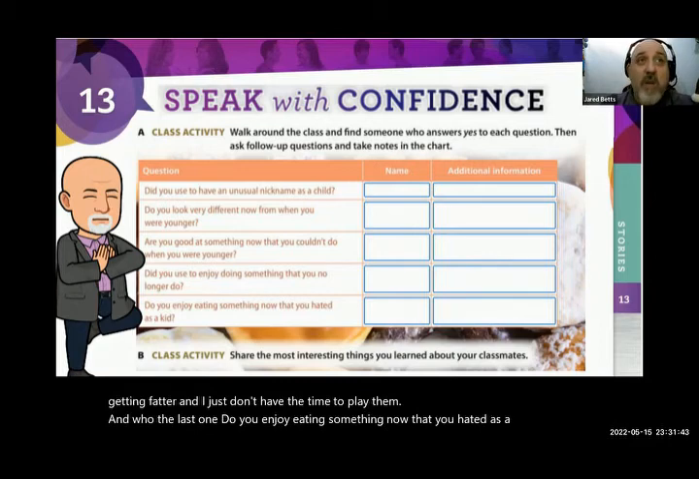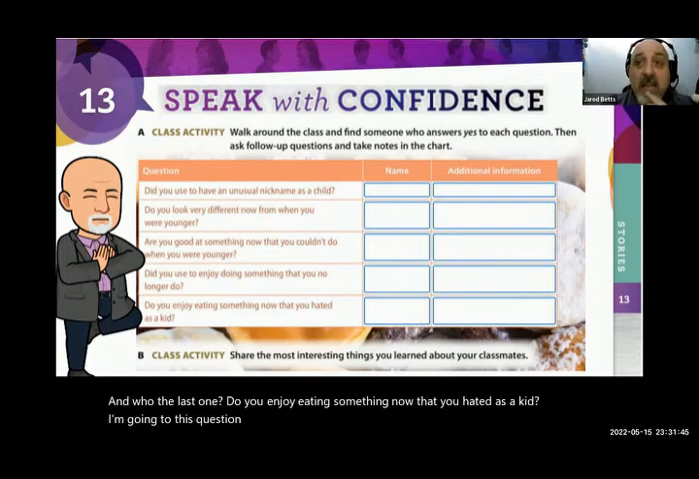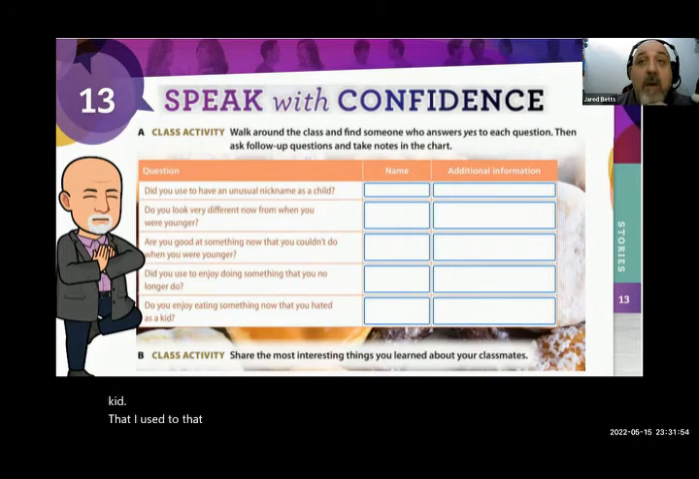I'm going to do this question in two ways. Yes, there are foods now that you used to hate as a kid, that I like now. Coffee, alcohol, Brussels sprouts, turnips, foods that I hated as a kid, I love now.